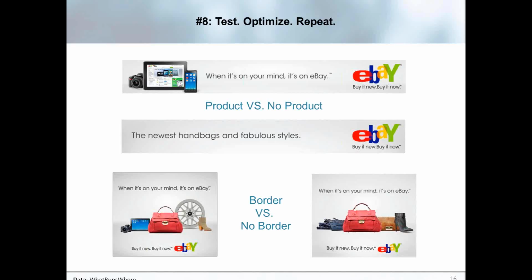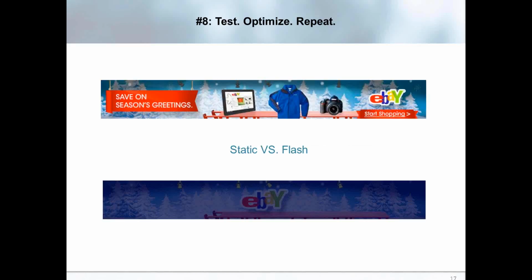Now, what competitive intelligence can do is it can limit these tests. You can use the data that you grab from the search monitor, WhatRunsWhere, to limit what you're testing because you're already taking out a bunch of tests that your competitors have done for you. So for example, eBay tests static versus flash ads. Which ones do better for them? Well, we give key performance indicators, but you may want to test that yourself.